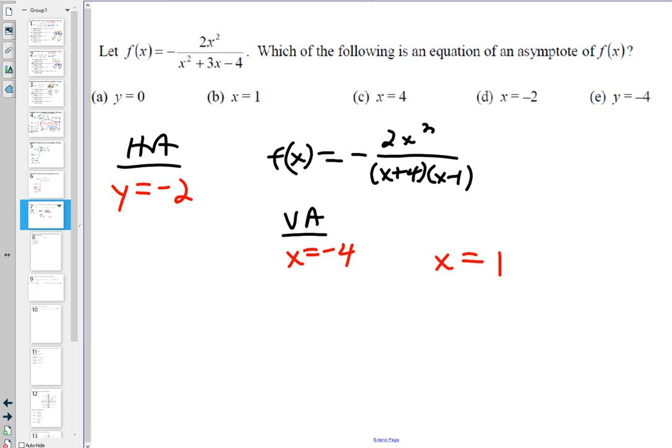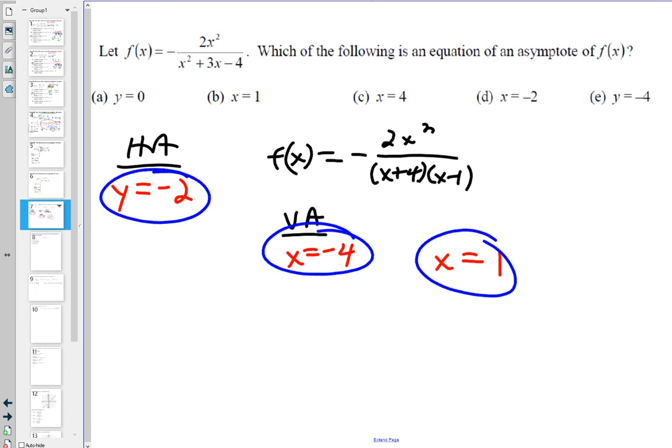Anytime you have a vertical, it starts off with x equals. Which of those are listed up there? Yep, x equals 1. None of those other ones are there.